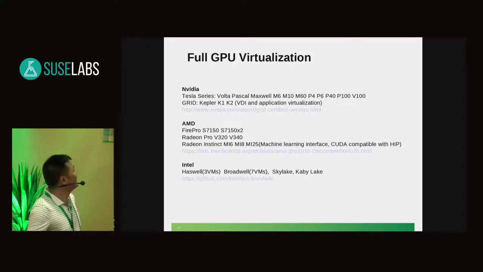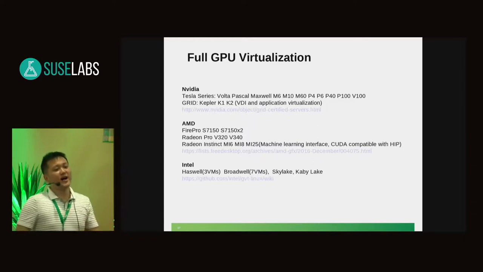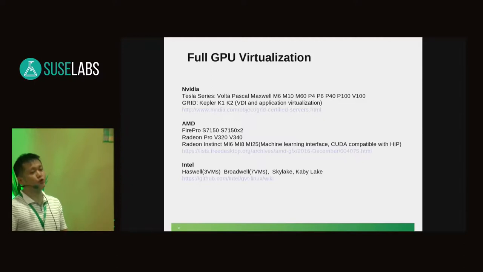They also announced HIP, which stands for Heterogeneous-compute Interface for Portability. It provides a layer to translate between OpenCL and CUDA, so in that case they could support CUDA too, while generally CUDA is NVIDIA only. Intel only has integrated graphics. They don't have a dedicated card. They tried, but it was really no good, so they cut it off. From Haswell, they started with Xen, supporting like 3 VMs, then Broadwell, a little bit for KVM, and now Skylake. So this is the product line.